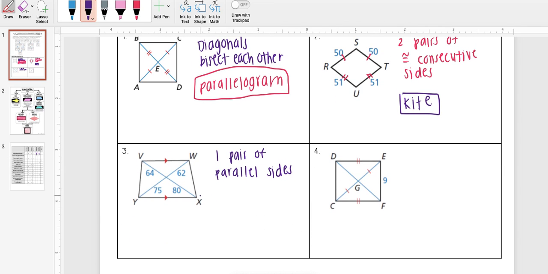I don't know anything about the side lengths, so I don't know whether it has a pair of congruent sides, but I do have information about its diagonals. So for it to be isosceles, it would need to have these diagonals be congruent. Well, when I do 75 plus 62, that comes out to be 137. When I find VX, 64 plus 80, that comes out to be 144. So those aren't equal to each other. Since they're not equal to each other, it's not an isosceles trapezoid. So this will just be a trapezoid.